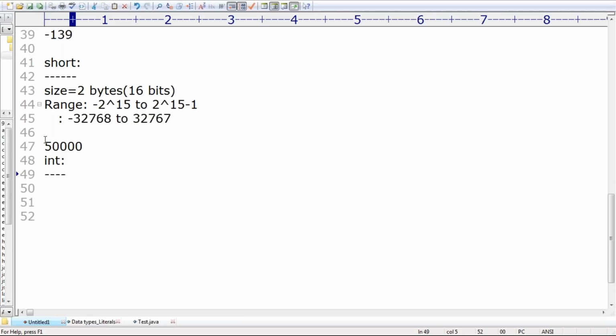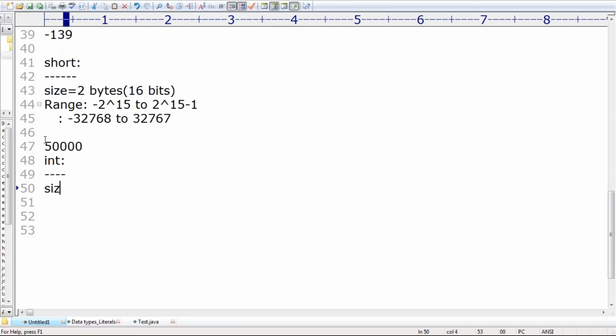Can anyone guess what that specialty is? Yes, good, Kalyan, excellent. Okay, can anyone spell it out? Remember, the short data type specialty is that we never use it. The int data type specialty is that it is the most commonly used data type in Java.